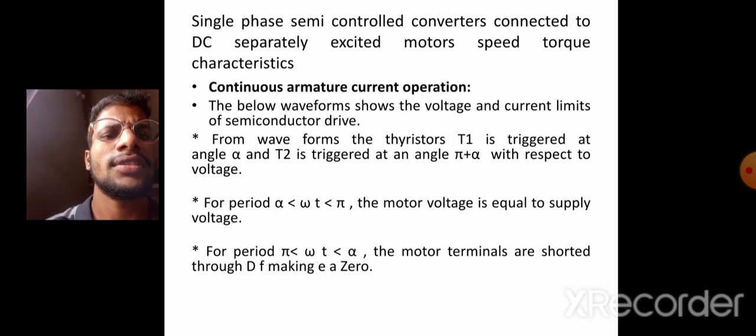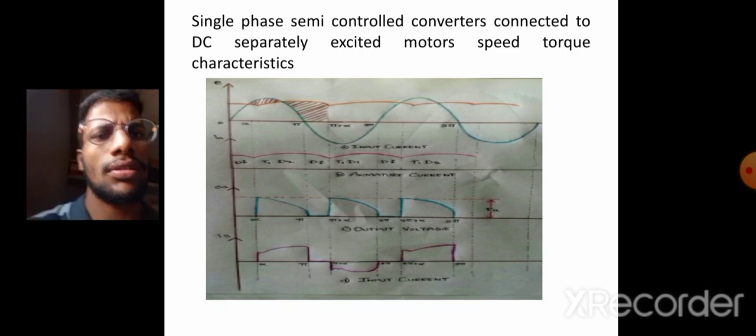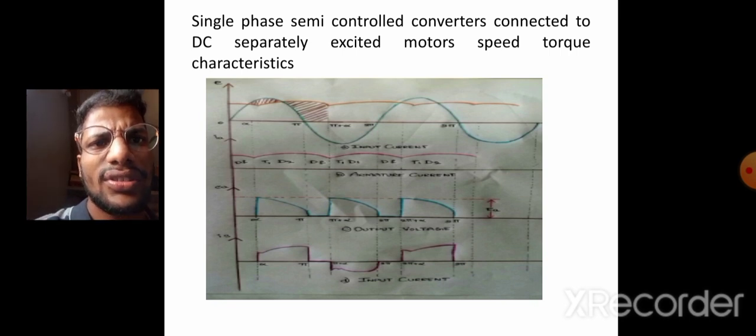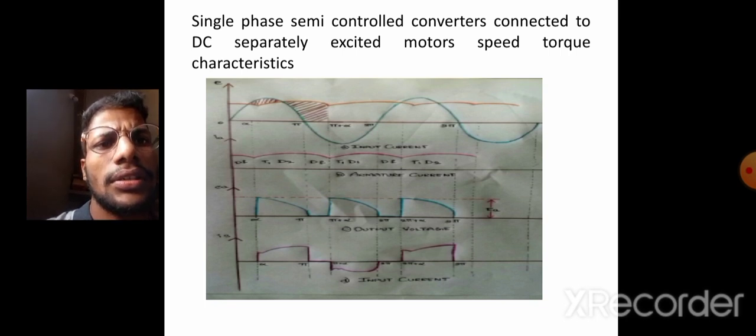making the terminal voltage 0. And this is the characteristic of the converter. When AC is given to the diode, we are drawing the AC supply, and when we trigger thyristor T1, first of all T1 and D2 will conduct, and up to alpha to pi the thyristor will conduct, then it will turn off, and again at alpha plus pi T2 and D1 are triggered, and continuous current operation and voltage will appear in the circuit.